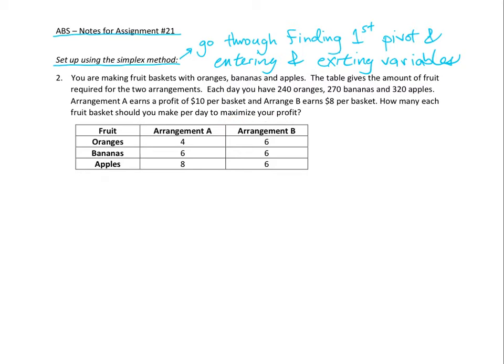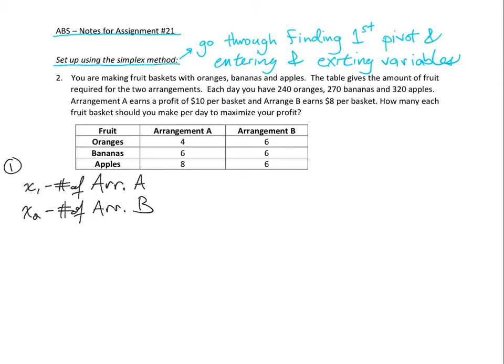Reading the entire example gives you the best idea as to what your variables are. Your variables are basically what's being asked of you. How many of this do we need in order to maximize the profit? And in this case, we have arrangements. So we have x sub 1, the number of arrangement A, and x sub 2, the number of arrangement B. So remember, that's the first thing you're going to want to do every time: define your variables.